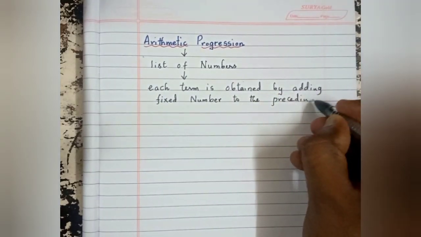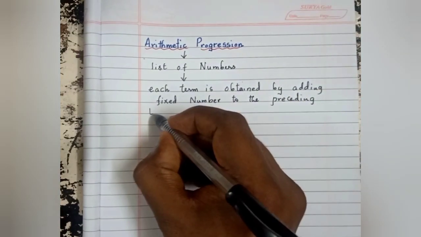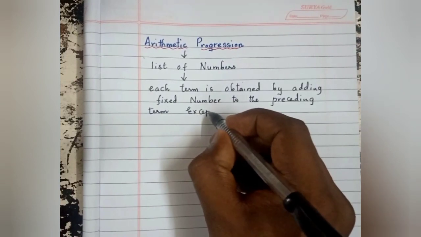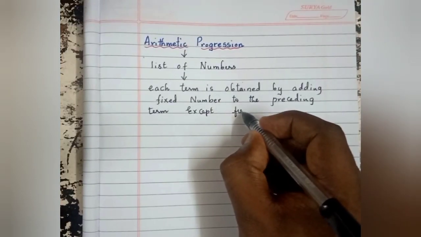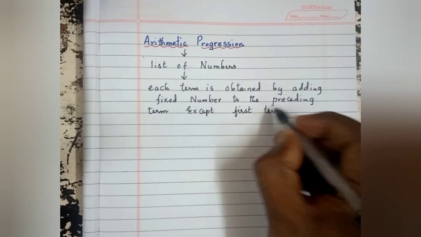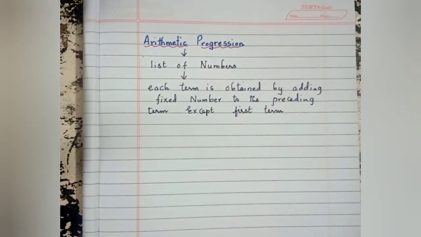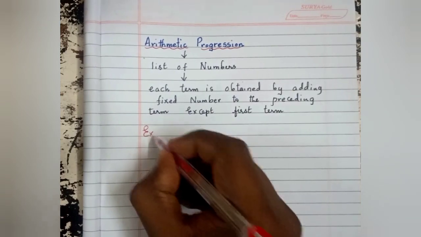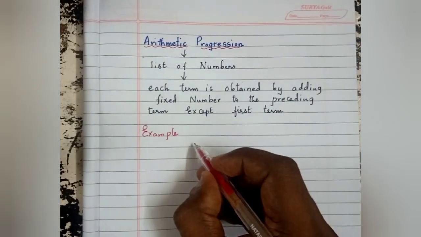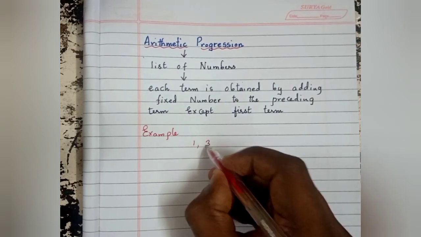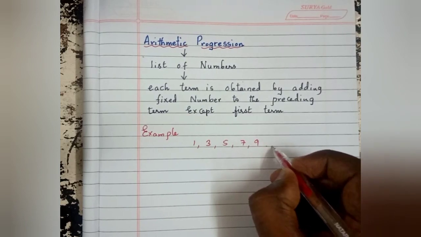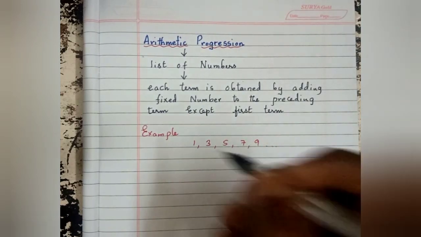Hopefully you have understood the concept of arithmetic progression. Arithmetic progression is nothing but a list of numbers in which each term is obtained by adding the fixed number to the preceding number except the first term. Students, let me give an example. 1, 3, 5, 7, 9 and the list goes on.